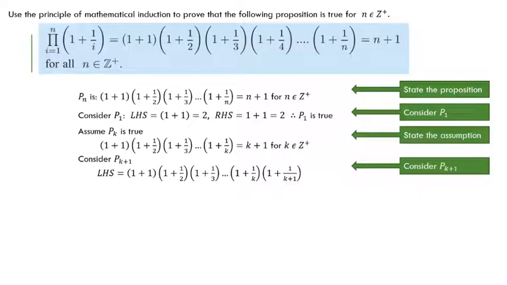Next, we consider Pk plus 1, focusing on the left-hand side first of all. We have 1 plus 1 times 1 plus a half times 1 plus a third up to 1 plus 1 over k. Adding in the k plus 1 element, we have 1 plus 1 over k plus 1 on the end.